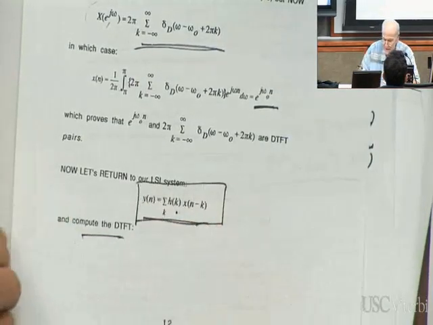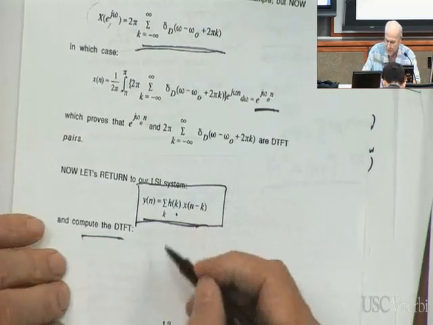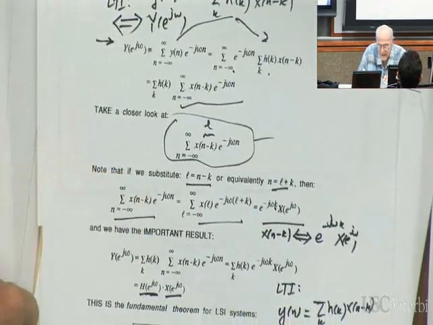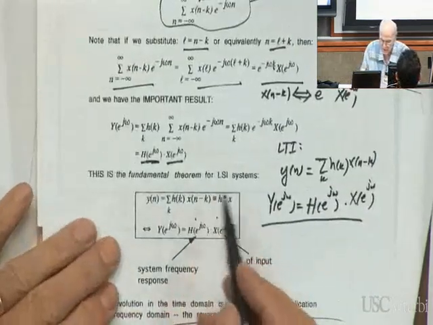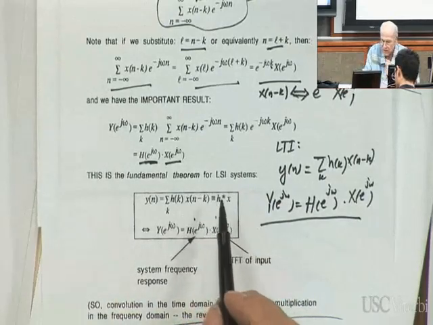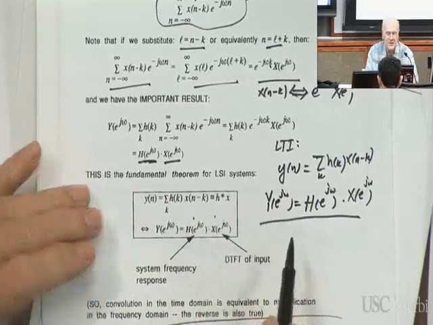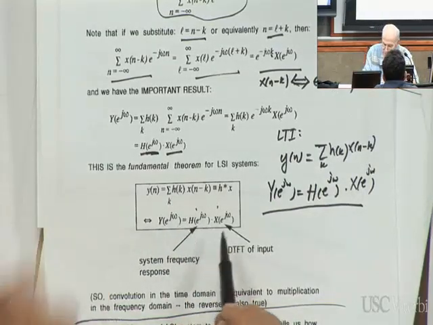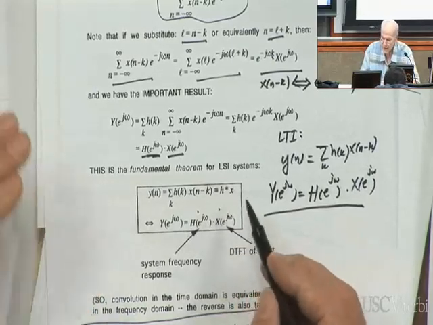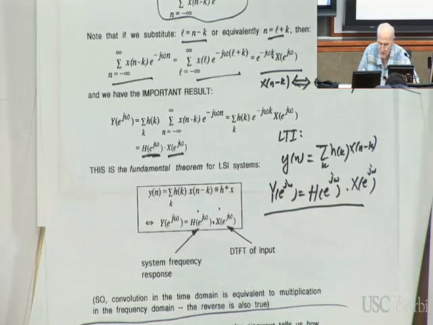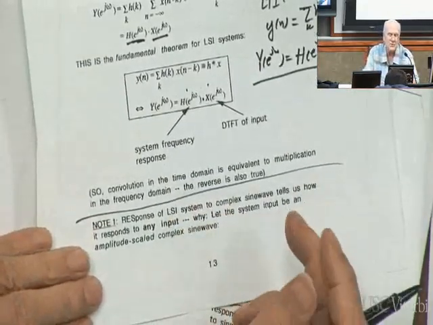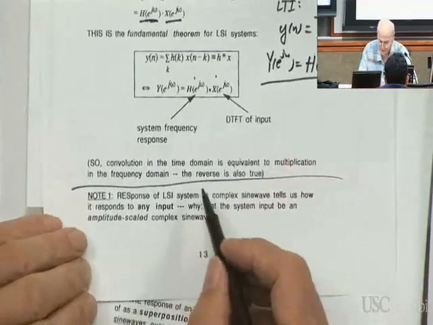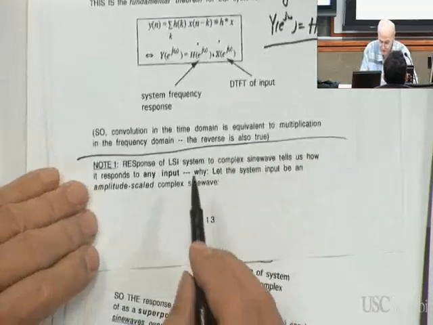Then we ended up going back to our linear shift invariant system using the time domain representation, namely h convolved with x, and we discovered that when we take the DTFT of the output of the linear system, we get this very nice result. If y of n is equal to x convolved with h in the time domain, then in the discrete time frequency domain, y is simply the product of the system frequency response, that's the response of the system to a complex sine wave, times the DTFT of the input. So convolution in the time domain is equivalent to multiplication in the frequency domain, and the reverse is also true. So that pretty much catches you up to speed on these notes. We're actually pretty close to being through with these notes.